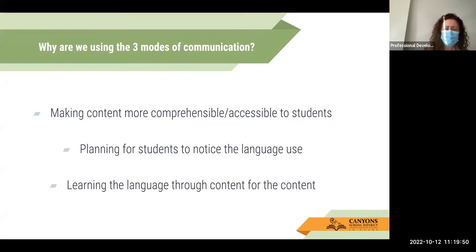Why are we using those three modes of communication? We are using them in order to make content more comprehensible to students. We are also using them in a way for students to notice the language and to learn through the content and for the content, because we're going to use the language in order to be able to learn more language.